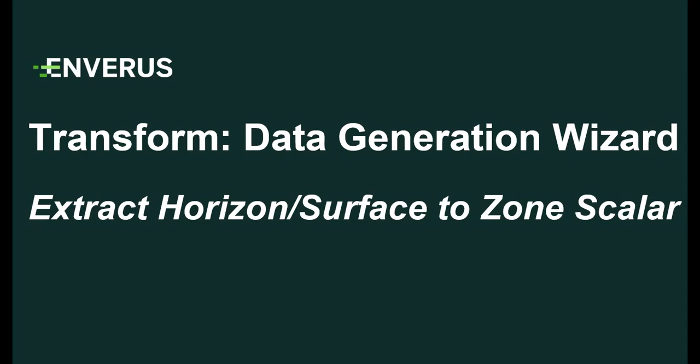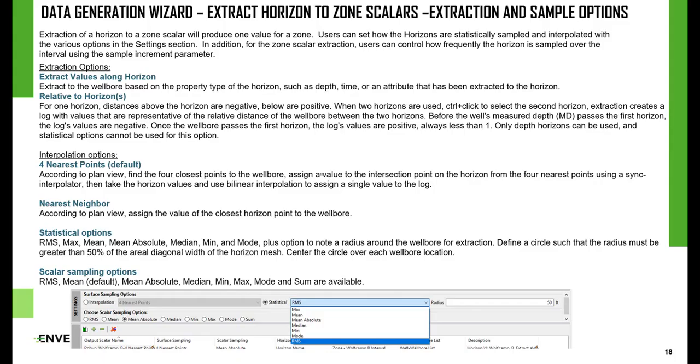Transform Data Generation Wizard, extract horizon surface to a zone scalar. Extraction of a horizon to a zone scalar will produce one value for a zone. Users can set how the horizons are statistically sampled and interpolated with the various options in the settings section. In addition, for the zone scalar extraction, users can control how frequently the horizon is sampled over the interval using the sample increment parameter. There are two extraction options.